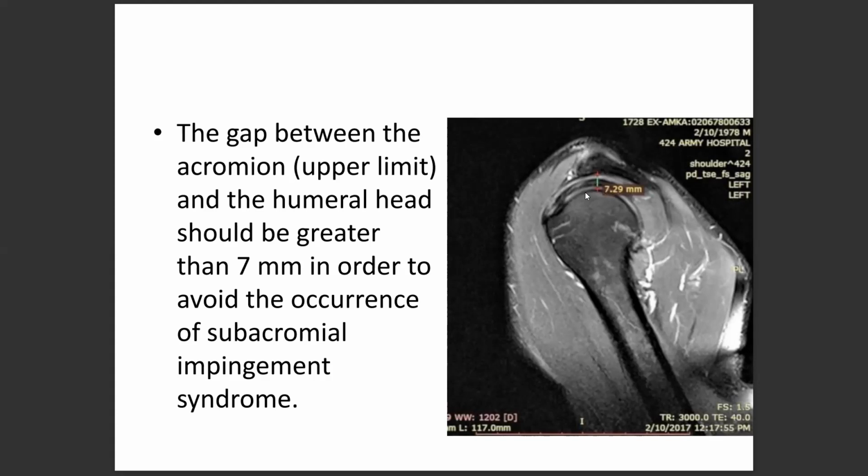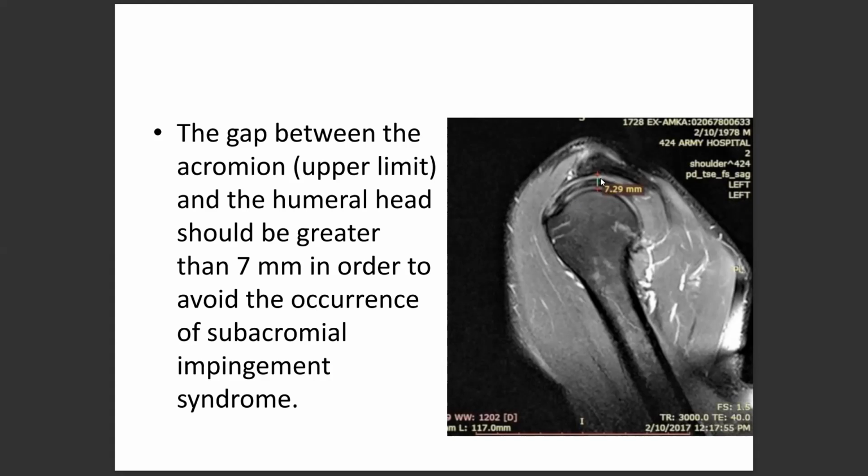It means it is still okay, fine. If this space, the distance between the acromion and the humeral head, decreases to less than 7 mm, then there is a high chance of subacromial impingement. So the gap between the acromion's upper limit and the humeral head should be greater than 7 mm in order to avoid the occurrence of subacromial impingement syndrome.